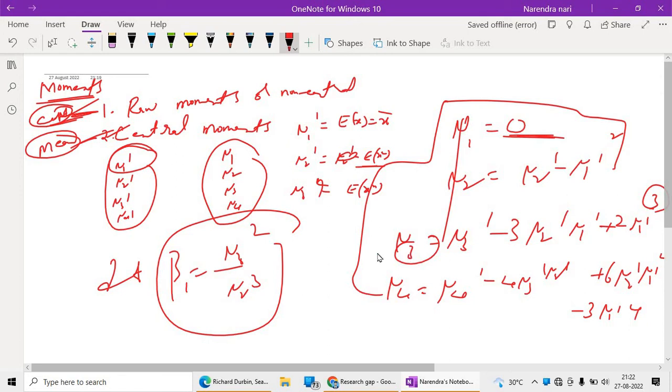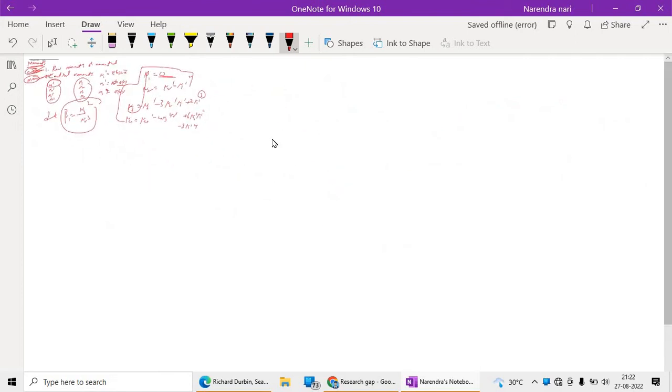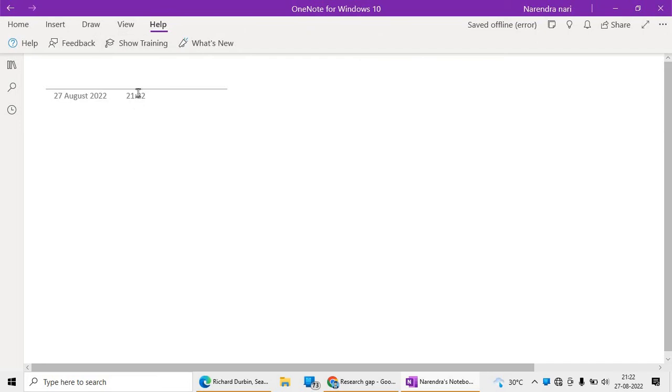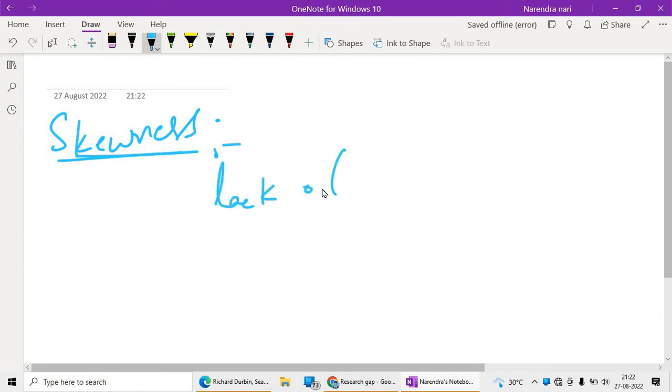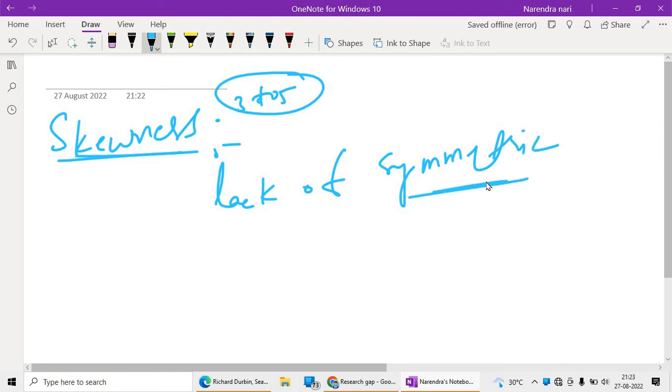So next we have skewness. So what is skewness? Next important topic, that is skewness. Skewness means lack of symmetry, in simple way, lack of symmetry. So maximum 3 to 5 questions will come from skewness, remember, including moments. Lack of symmetry means asymmetric. So what is symmetric?